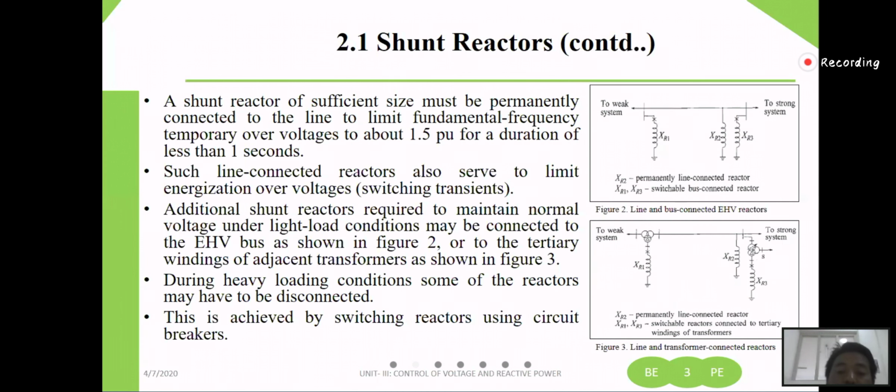So what do you understand by shunt reactors? A shunt reactor will either absorb or generate reactive power. Whenever required it will generate reactive power, and whenever it's not required it will absorb the reactive power.